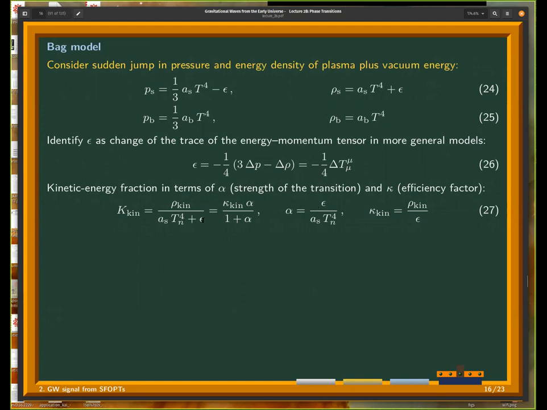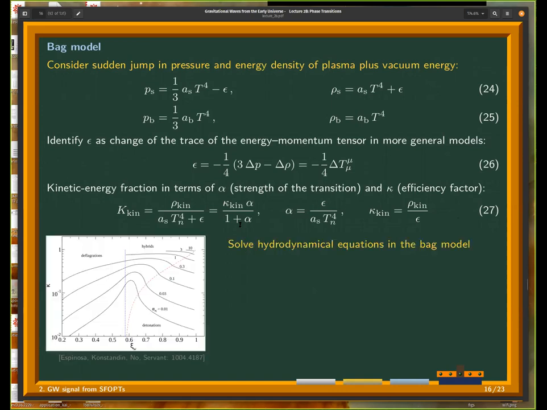And this ratio is alpha. So this divided by A times T to the fourth power just gives me a 1. Epsilon divided by this thing here gives me alpha. So it appears here. Up in the numerator, I divide by epsilon. This gives me kappa kinetic. And then I have another epsilon that I divide by this thing here that gives me an alpha. Okay. So if I start with this expression and I define alpha like this and kappa like this, I can write my kinetic energy fraction like this here.